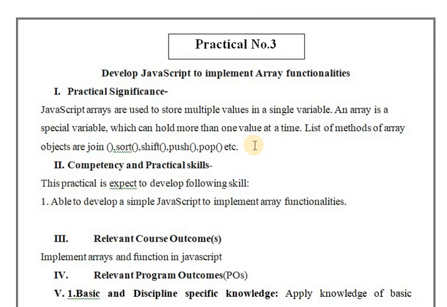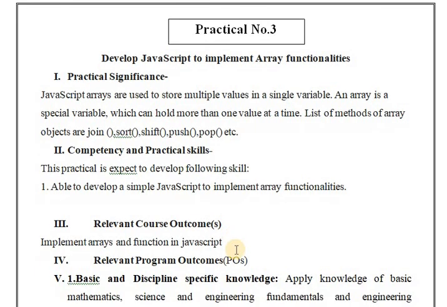Okay. Next is the practical skill. This practical is expected to develop the following skill, that is, the ability to develop a simple JavaScript to implement array functionality. Next point is the relevant outcome. Our course outcome is to implement array and function in JavaScript. Next point is the relevant program outcomes.